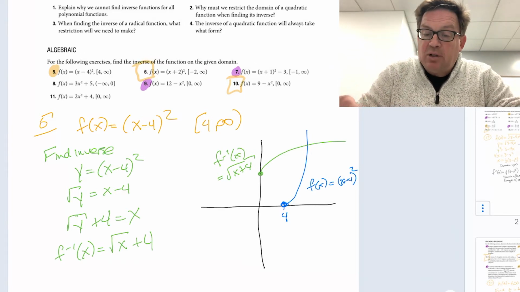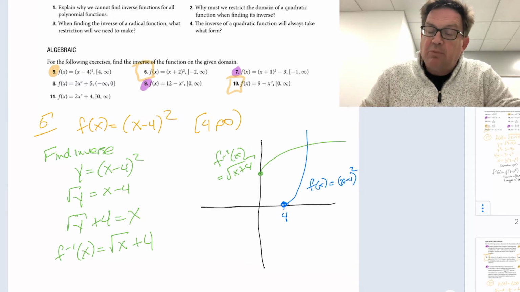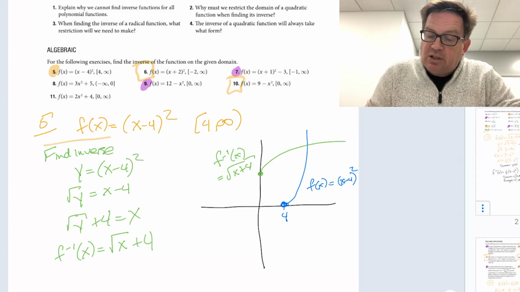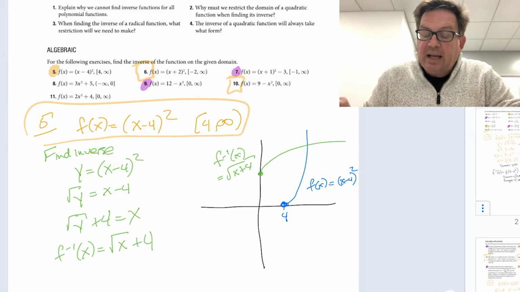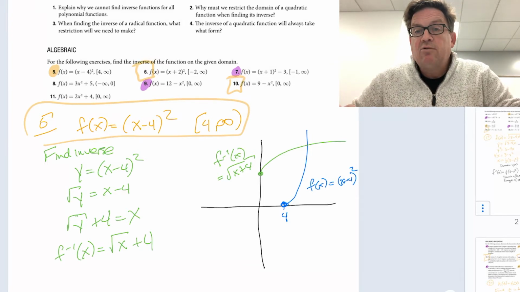So as an example, I'm taking these from the homework problems, and I'm doing some similar ones that you'll have to do, the purple ones, for your homework. So number 5, it says here's a function (x minus 4) squared, and that's a parabola, but to make it an invertible function, we have to take the right-hand side of it, just 4 to infinity.